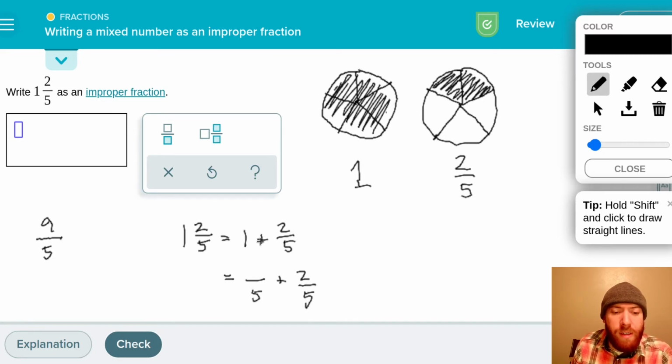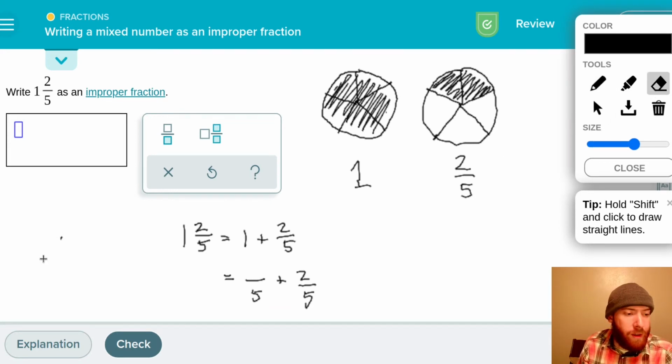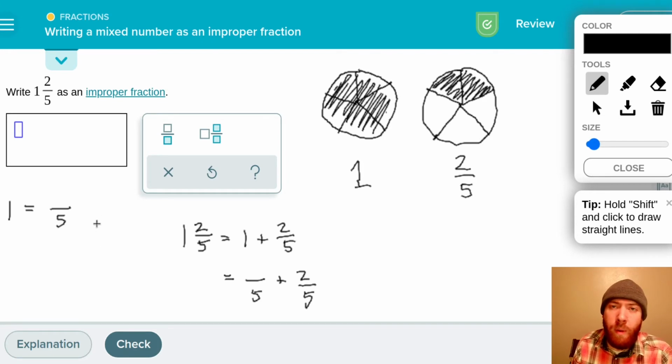So what fraction with a 5 in the denominator is the same as 1? In other words, I have the number 1. I want to write it as something divided by 5. What number divided by 5 is 1? The answer is 5. Right? 5 divided by 5 is 1. So we can replace the 1 right here with the 5. Okay, and now this second line is equal to the first line because 5/5 is equal to 1. So 1 plus 2/5 is the same as 5/5 plus 2/5 because 5/5 is the same as 1.